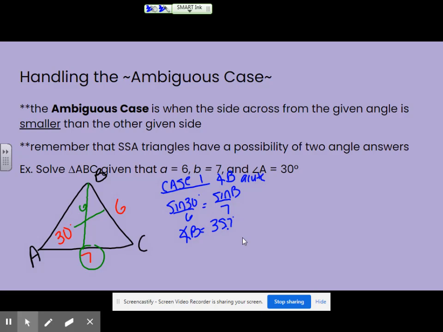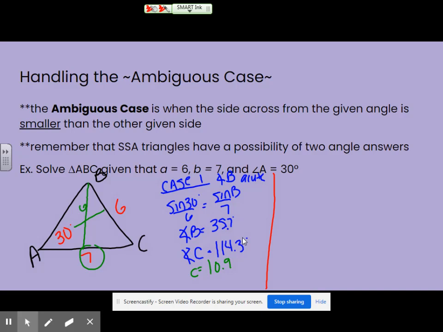From there, I could also figure out my angle C by subtracting 35.7 and 30 from 180 to get 114.3 degrees. And that's okay. That's pretty standard. From there, I'd be able to find my last side, side C, by using law of sines once again. And in that case, I'd get that our last side C is 10.9. Now, if we had a case 1, it follows that there would be a case 2.